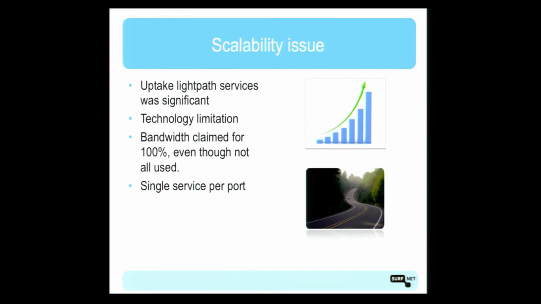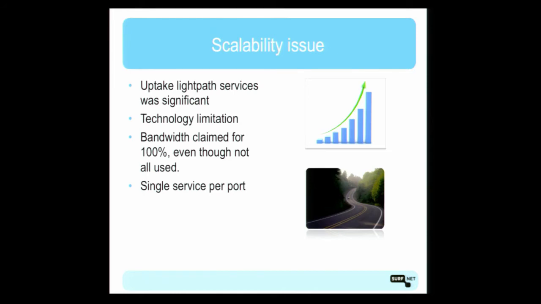So one step back, we had an issue with SURFnet 6 also, because we had an issue with scalability, and scalability was caused by a couple of factors. First of all, light path uptake was more than expected. We had about 250 light path services with a significant amount of bandwidth requirement.